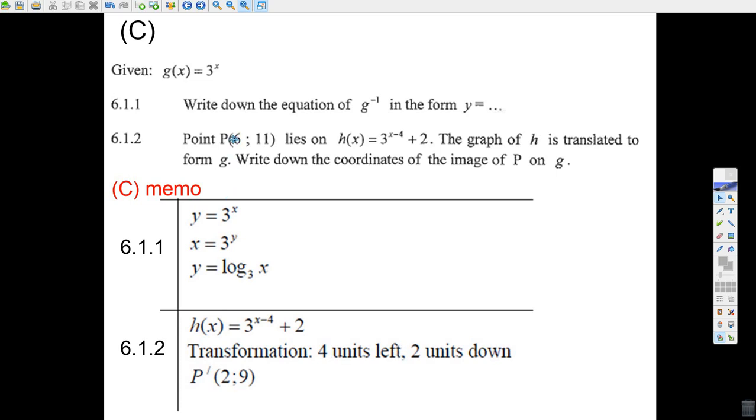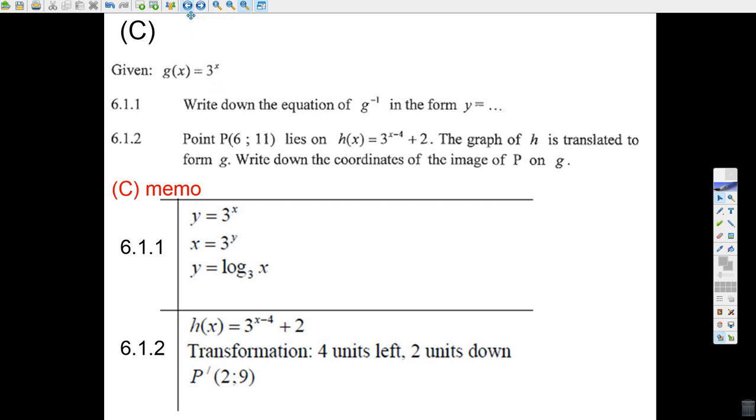So all you do, we're going to take this point P, and they ask write down the coordinates of P, which is the image on g. Well, what you do is you just take away 2 from 11. That's 9. And then if you go 4 to the left, you take away 4 from the 6 to get to 2. So your image is (2, 9). That's the image, the transformation of (6, 11), because you need to go 4 to the left and 2 down. So you take away 4 and you go 2 down. That's what you'd have to do to turn this into 3 to the x.